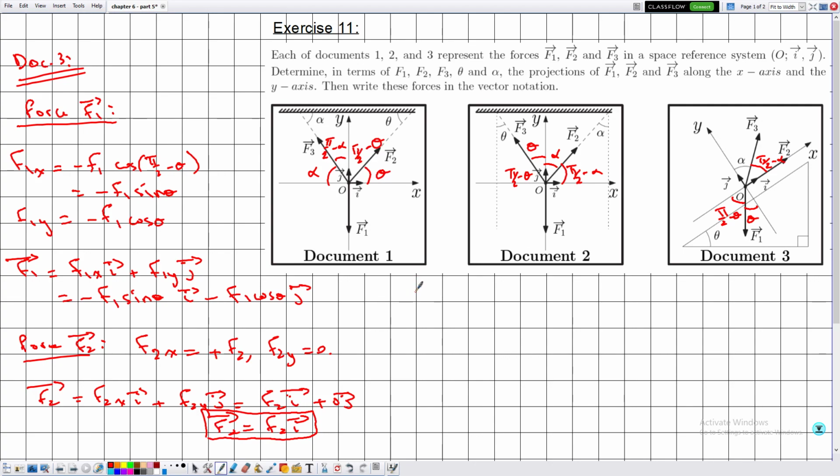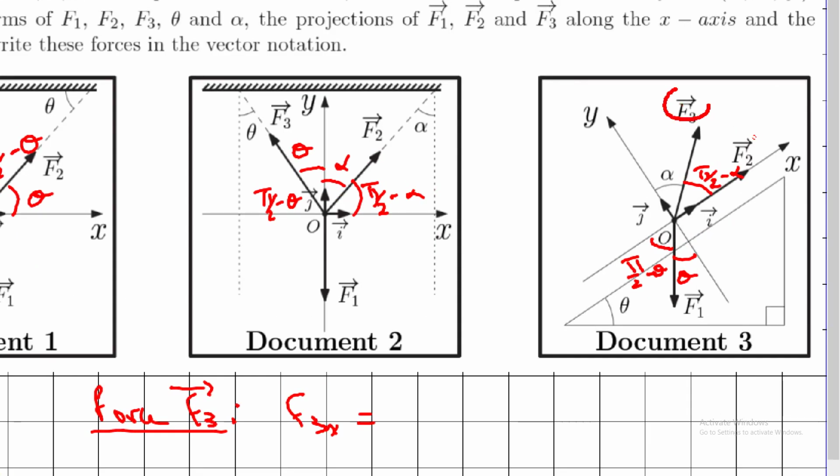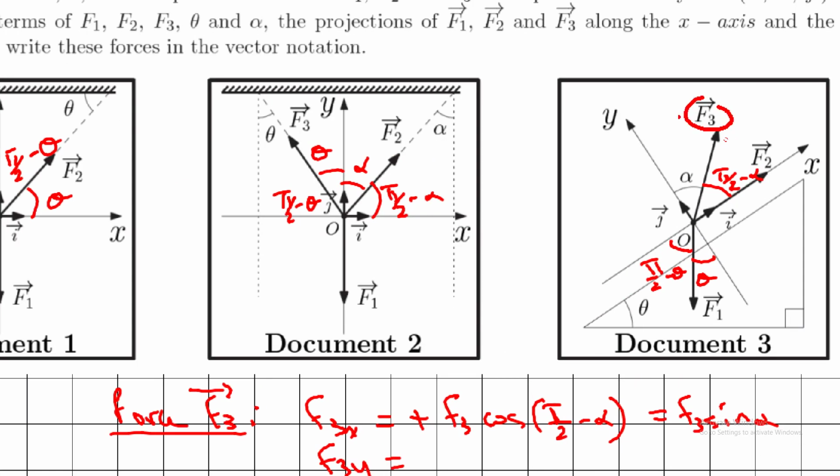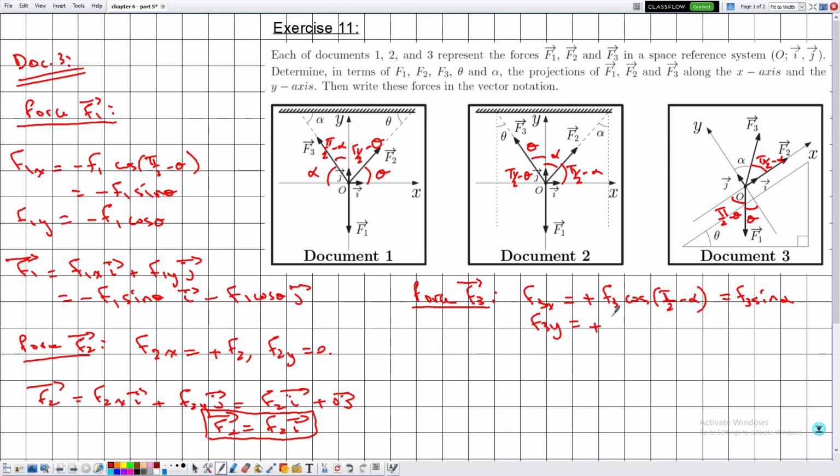Now as for the force vector F3, F3x: notice that F3 is pointing in the positive direction of the x-axis, so it's plus F3 multiplied by the cosine of the angle between F3 and the x-axis, which is pi by 2 minus alpha, which is equal to F3 sine alpha. And as for F3y, notice that F3 is pointing in the positive direction of the y-axis, so it's plus F3 multiplied by the cosine of the angle between F3 and the y-axis, which is alpha, so cosine alpha.